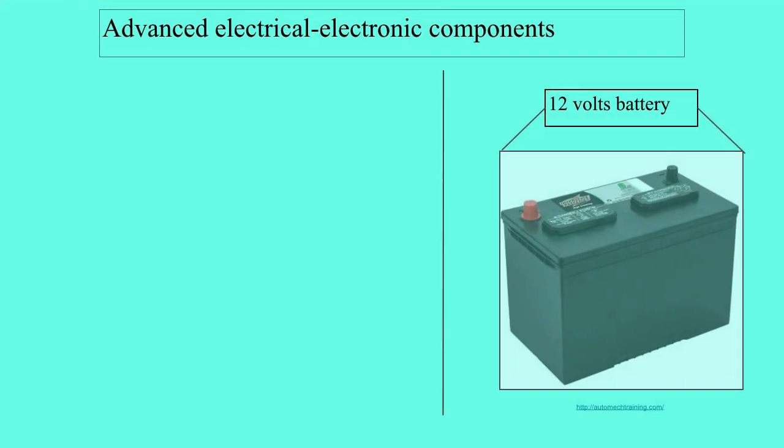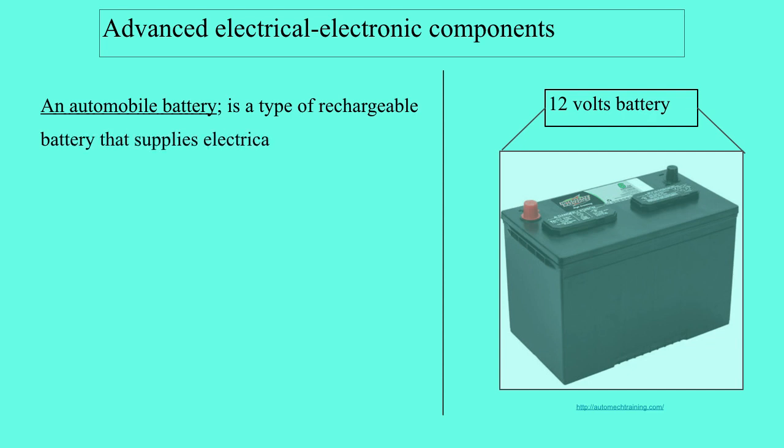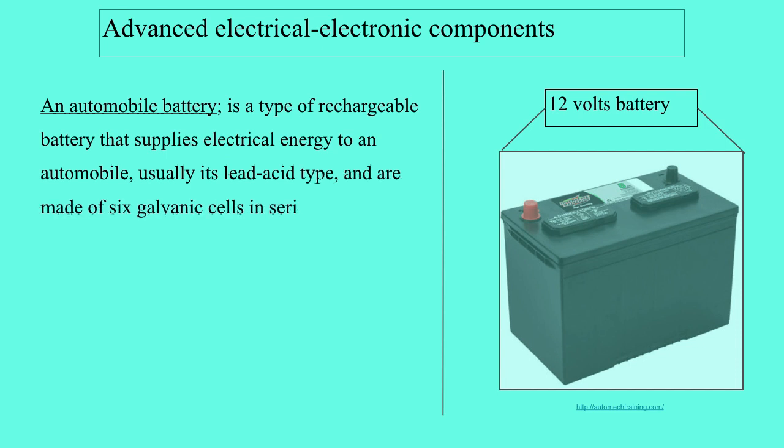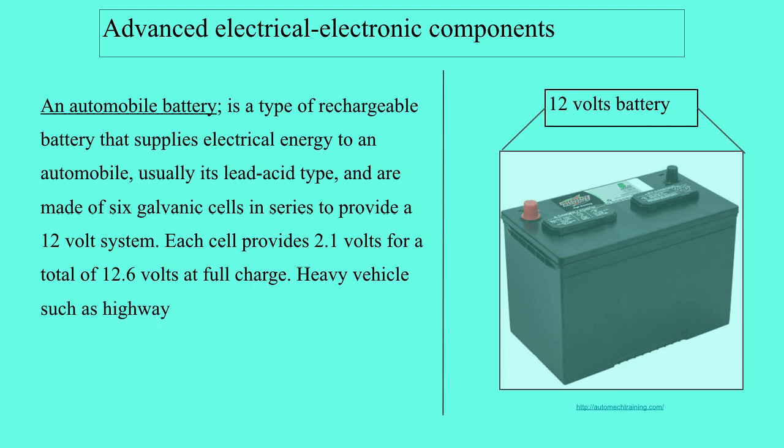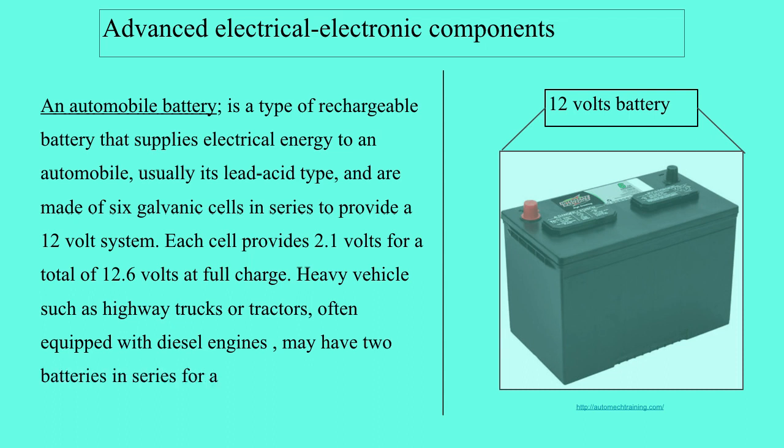An automobile battery is a type of rechargeable battery that supplies electrical energy to an automobile, usually of the lead-acid type, and is made of 6 galvanic cells in series to provide a 12-volt system. Each cell provides 2.1 volts for a total of 12.6 volts at full charge. Heavy vehicles such as highway trucks or tractors, often equipped with diesel engines, may have 2 batteries in series for a 24-volt system, or may have parallel strings of batteries.